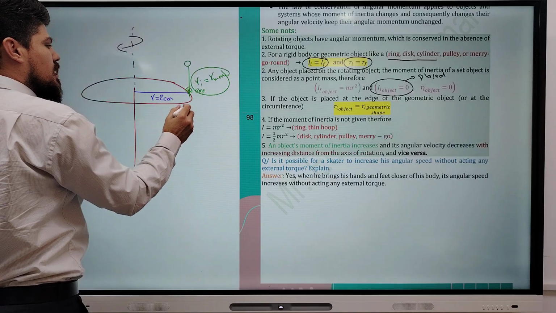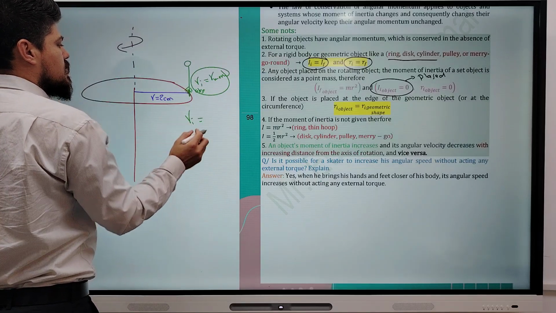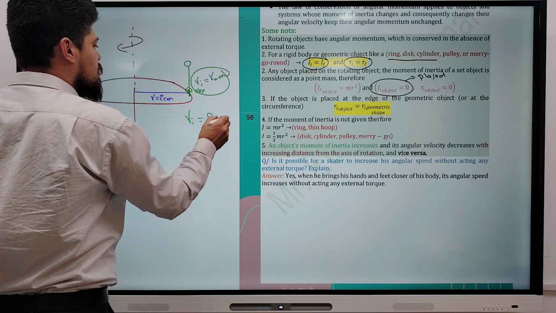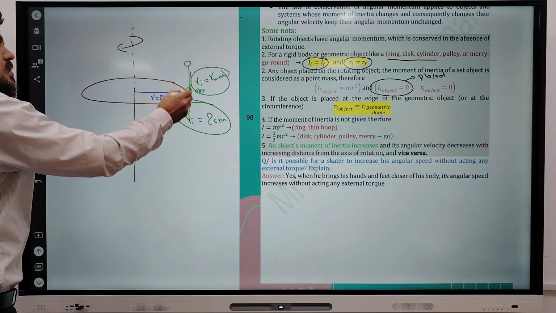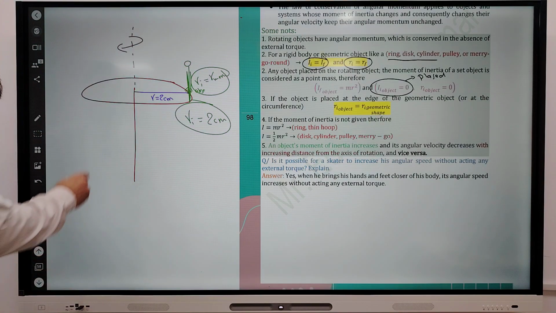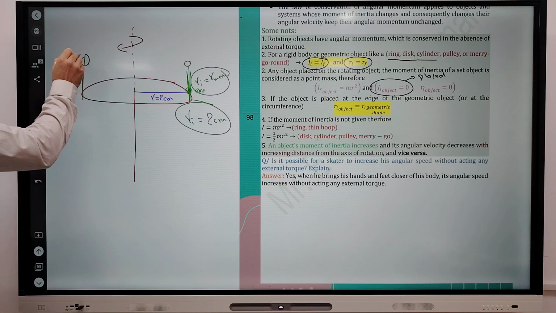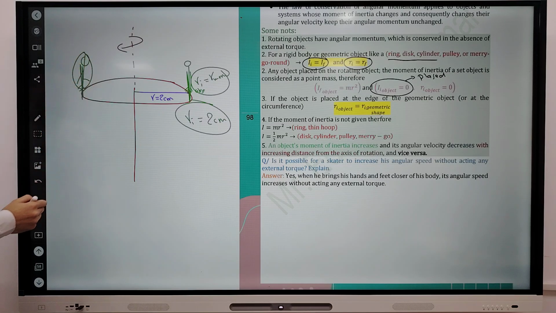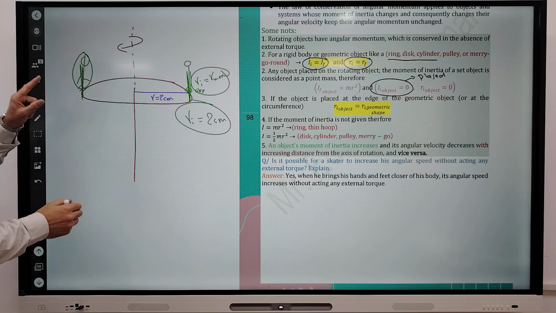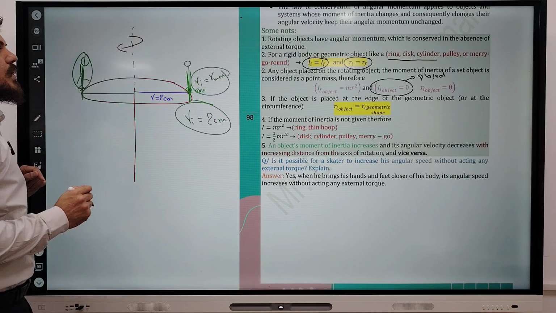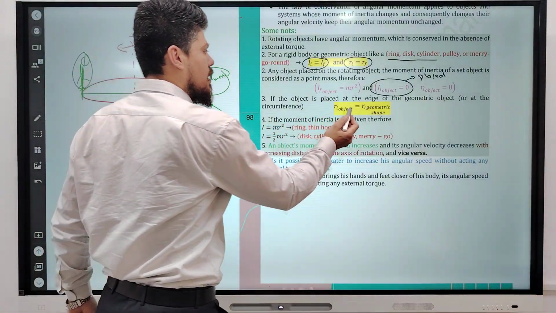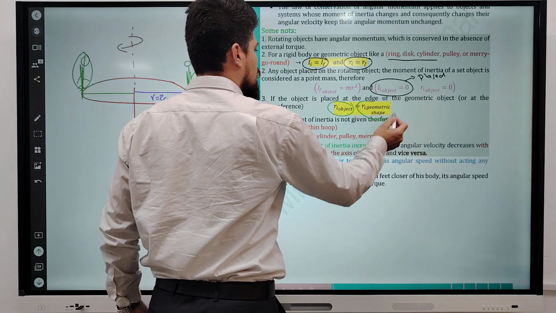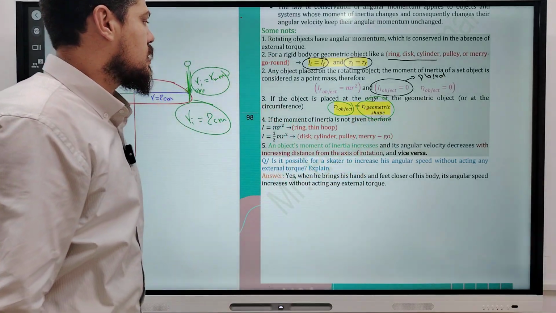Okay, so the initial R for this child is also equal to 2 centimeters. Why? Because the object is located at the edge. In the case when the object is located at the edge of the merry-go-round, the radius of the object, or the student or the child, is equal to the radius of the geometric shape. R initial of the object is equal to R initial of the geometric shape.